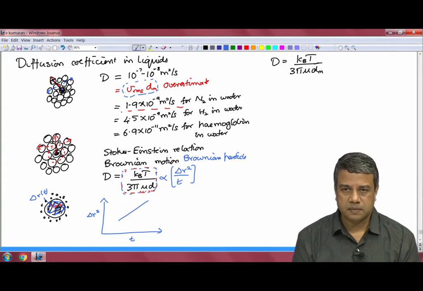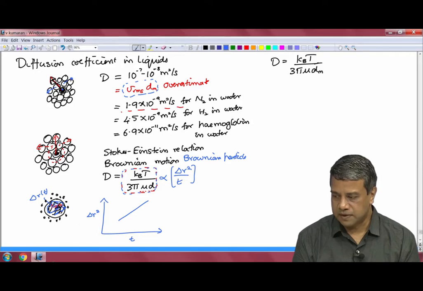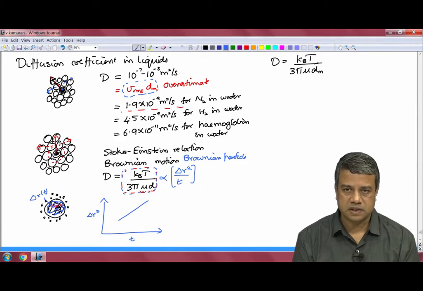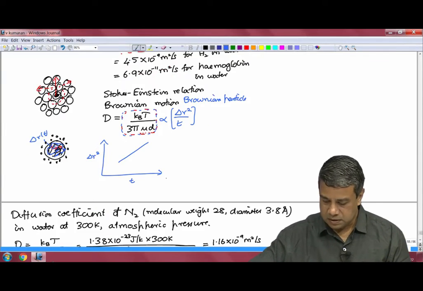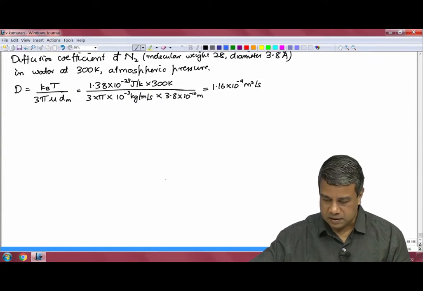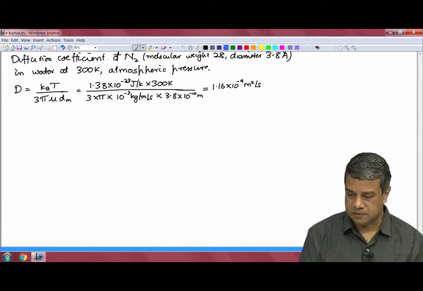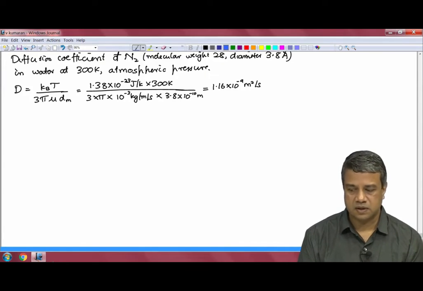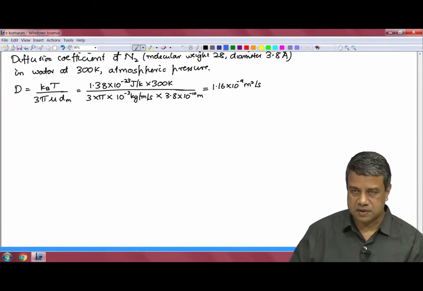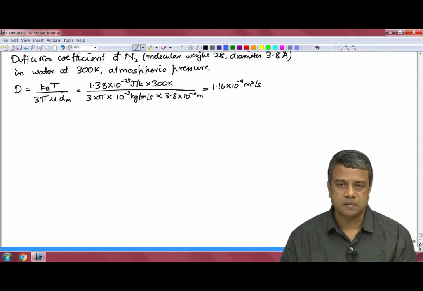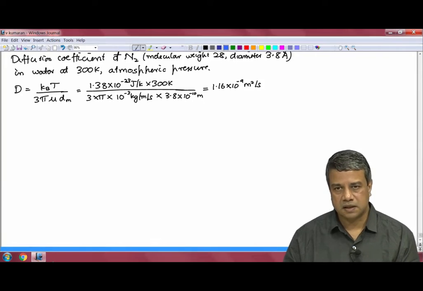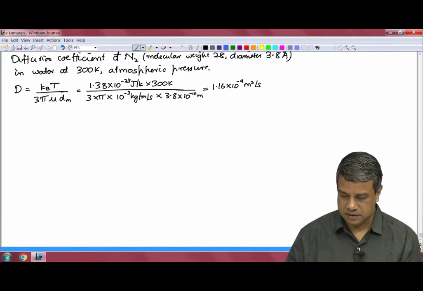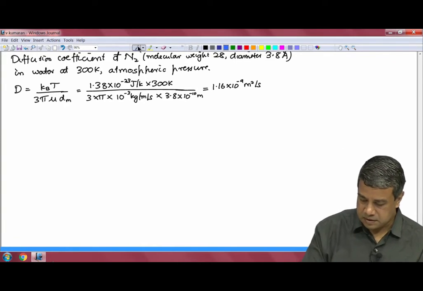This is strictly applicable only when the particle is much larger than the fluid molecules, but it provides an estimate if you use the same molecular diameter as that for the fluid molecules. We had calculated the diffusion coefficient for a simple molecule such as nitrogen in water, and we got the correct order of magnitude, but numerically there was a difference between what is predicted by the Stokes-Einstein relation and the actual measured diffusion coefficient. So, the next topic is thermal diffusion.